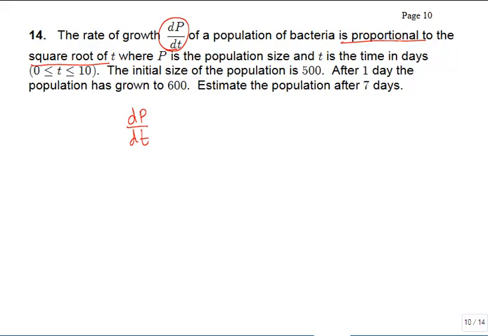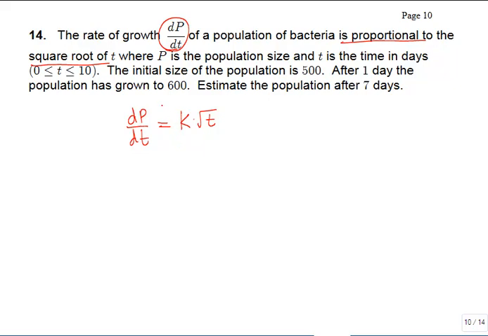You might have learned about that in intermediate algebra. If something is in direct variation or proportional to something, that means it's a constant times it. So whatever is mentioned here first equals a constant k times whatever is mentioned second. So when it says that this dp dt is proportional to the square root of t, that means dp dt is a constant k times the square root of t. So that's the differential equation that we have to work with.